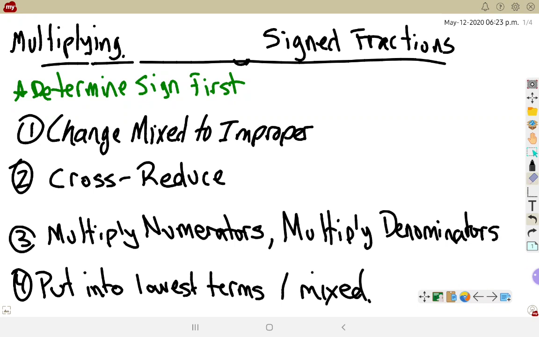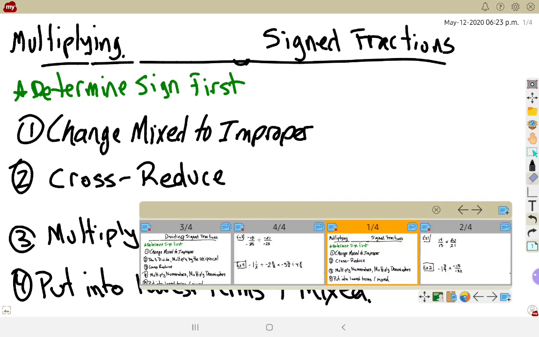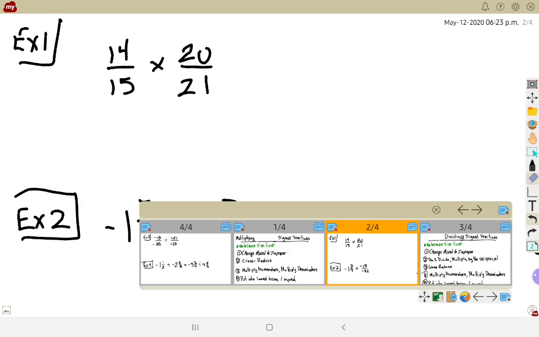Then after you've cross-reduced, we're going to multiply the numerators, multiply the denominators, and as long as you did your cross-reducing right, your fraction should already be in lowest terms, but it's always good to double check. And then you want to change any improper fractions into mixed numbers. Okay, so let's do a couple examples here.